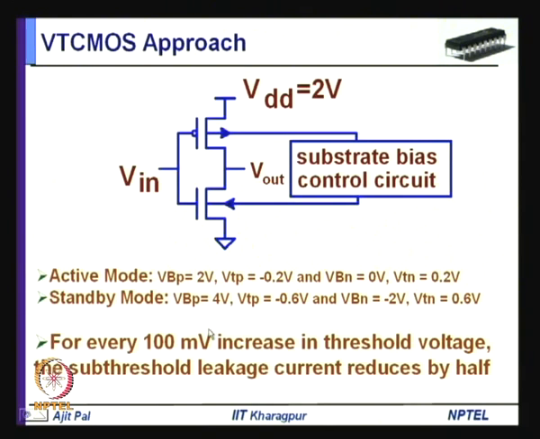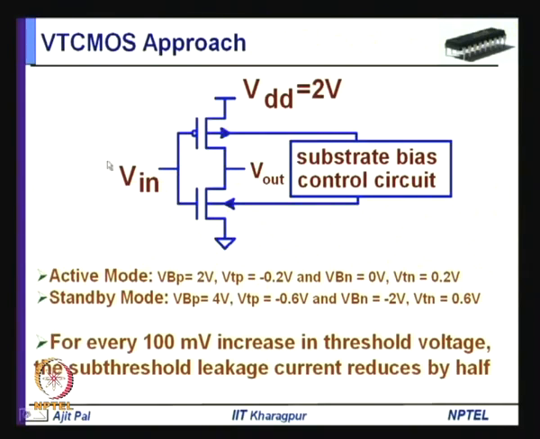So, this is known as the VT CMOS approach, where you are applying body bias to the circuit to reduce the leakage current. When the circuit is in normal mode of operation, you will apply 0 body bias, and when the circuit is in the standby condition, you will apply reverse body bias, so that the threshold voltages are higher and leakage current is reduced. So, this is known as the VT-CMOS approach.